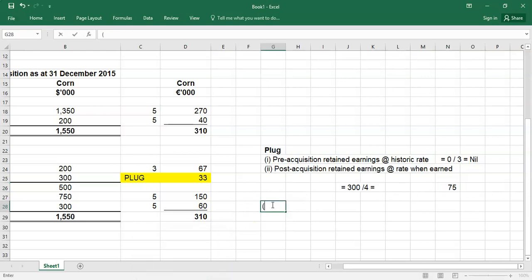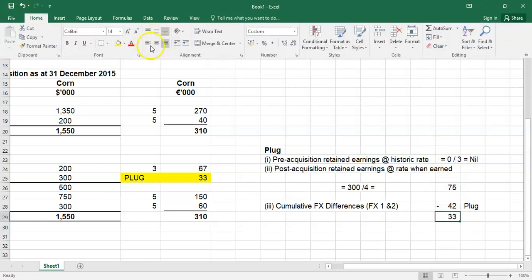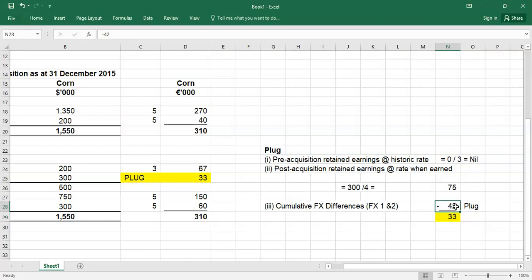So the last thing, and this is new, is your cumulative FX differences. And this is what we covered in class FX 1 and 2. So these are the differences that are always going to be in every question. You may have FX 3 and 4. We'll get to those in terms of goodwill and fair value adjustment. But for now, we're going to say this must be minus 42. And that is a plug figure. Because 75 minus 42 gets me to my 33. So you're backing in what must the FX differences be. Now we will prove them in a second, don't worry.